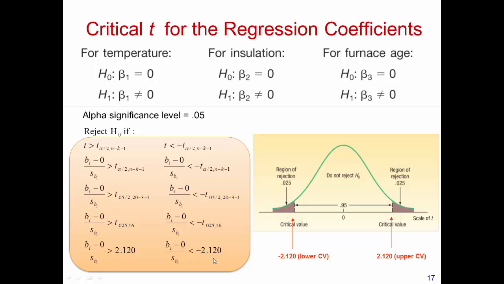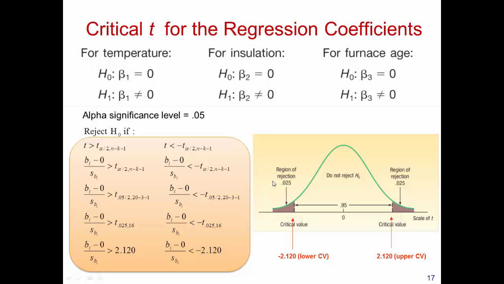Where did the 16 degrees of freedom come from? Well, the critical value is a t distribution with n minus k plus 1 degrees of freedom, which when you substitute through the minus 1, it comes out to n minus k minus 1. And n is the number of sample observations. We have 20 observations. K is the number of independent variables, of which we have 3. And so our degrees of freedom is equal to 20 minus 3 minus 1, or 20 minus 4, which is 16 degrees of freedom.